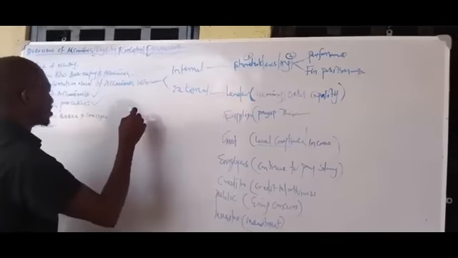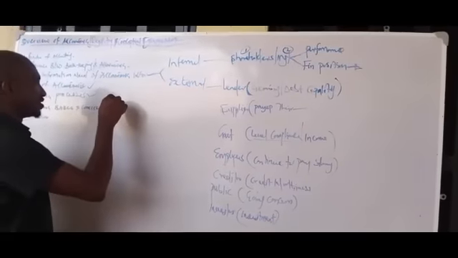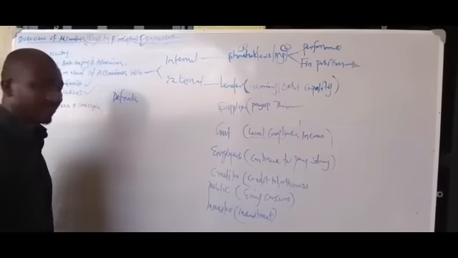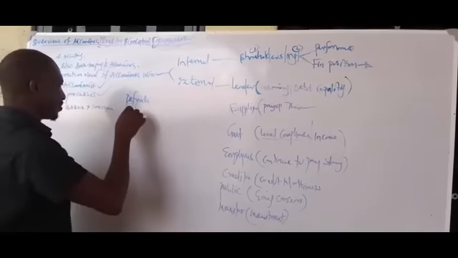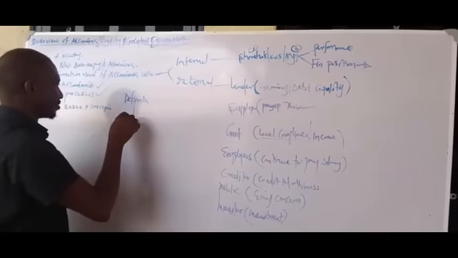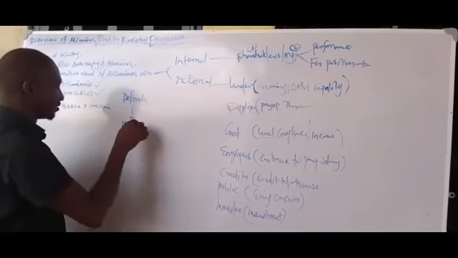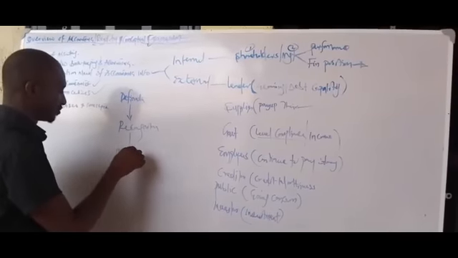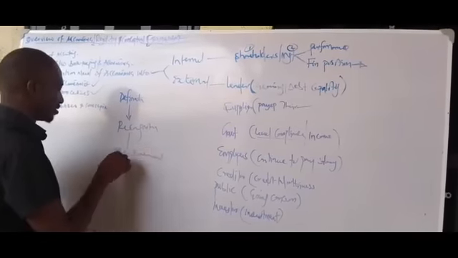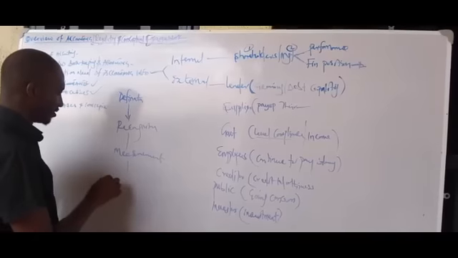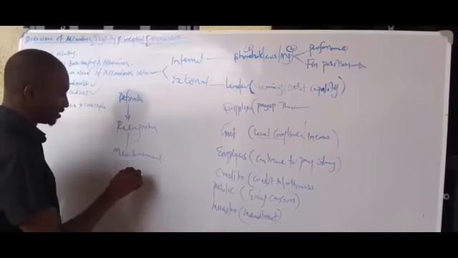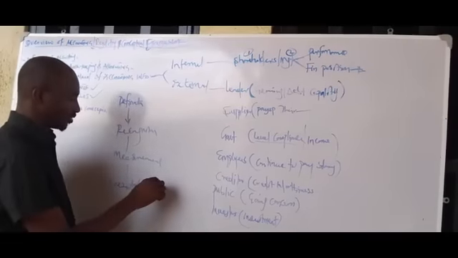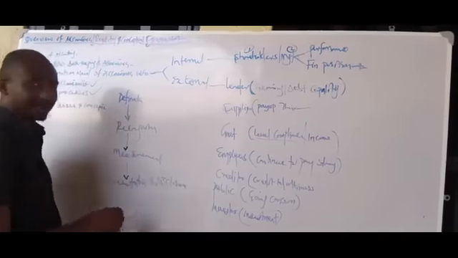So the processes begin from the definition of items on the financial statement, to recognition, to measurement, to presentation and disclosure. Don't mind my marker, just please manage with it. Presentation and disclosure.